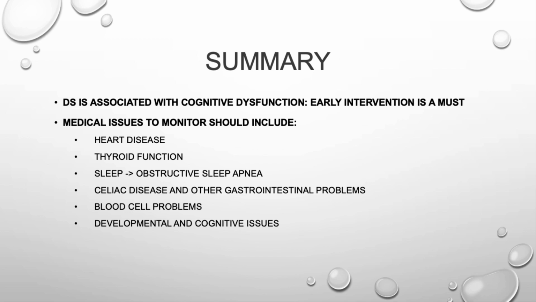This is something that is well known to us, and we have seen over the years that it is a must. In terms of medical issues, the heart needs to be checked early on. The thyroid function, as I said before, needs yearly checks. Then sleep apnea, the issues with the gut, celiac disease and other gastrointestinal problems, and also the constipation with Hirschsprung. The blood cell problems, and again the developmental and cognitive issues. I think I didn't put it in this slide, but also the issues related to hearing and obviously to speech.